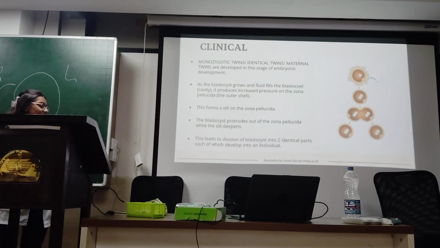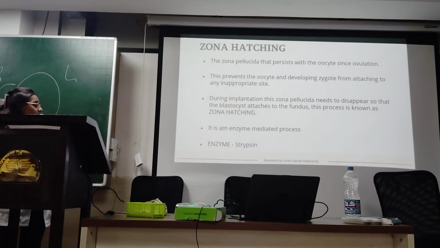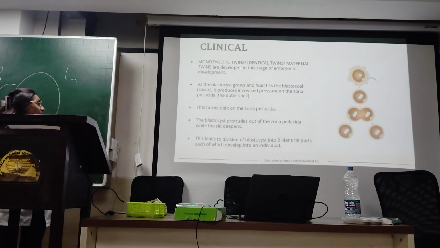In pre-implantation events, we observe the formation of monozygotic twins or identical twins. As the blastocyst grows, the fluid in the blastocele leads to increased pressure on the zona pellucida, which would later lead to division of the blastocyst into two different identical zygotes.